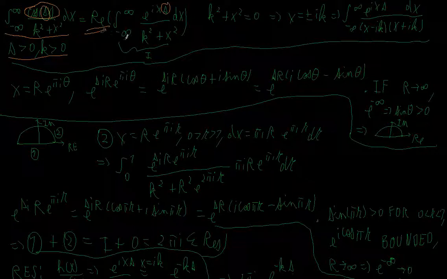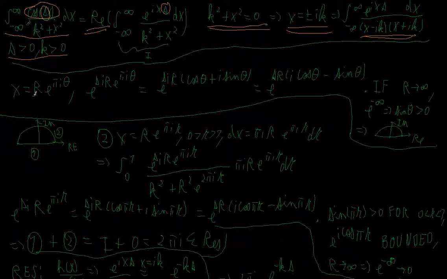So the integral is the real part of the integral from minus infinity to positive infinity of e to the ixs over k squared plus x squared dx. As usual, we will first find the poles, so we set the denominator equal to 0. We get k squared plus x squared equals 0, so x is equal to plus or minus ik, and now we can factorize our denominator: x minus ik times x plus ik.